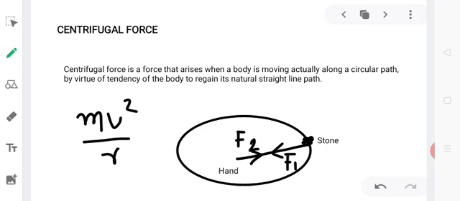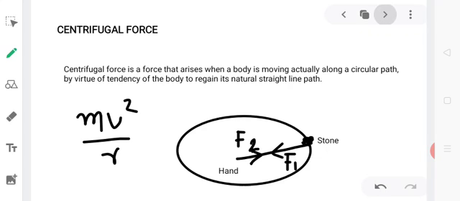Now, centripetal and centrifugal forces, being the forces of action and reaction, act always on different bodies. For example, when a piece of stone tied to one end of a string is rotated in a circle, centripetal force given by F1 is applied on the stone by the hand. In turn, the hand is pulled outwards by centrifugal force given by F2 acting on it due to tendency of the stone to regain its natural straight line path. You can see the centripetal and centrifugal forces in the picture.